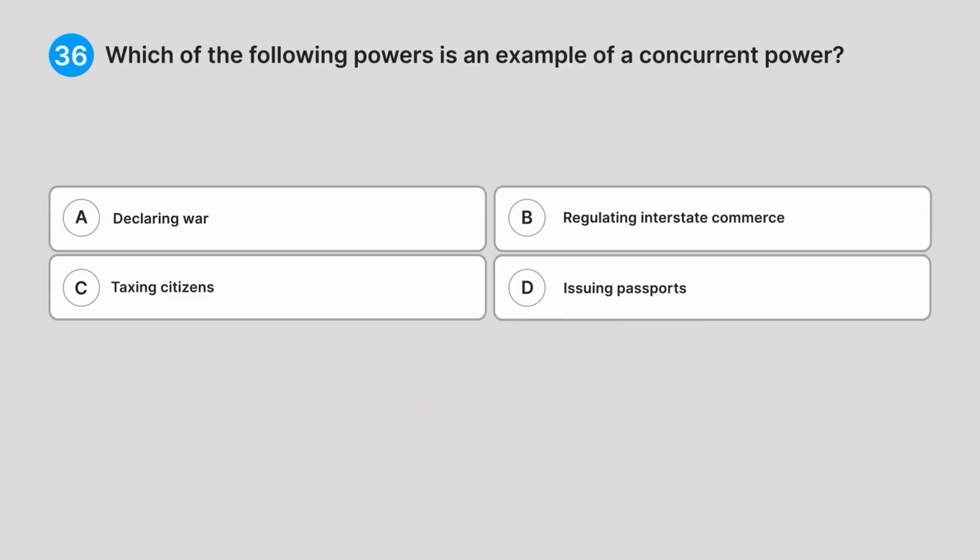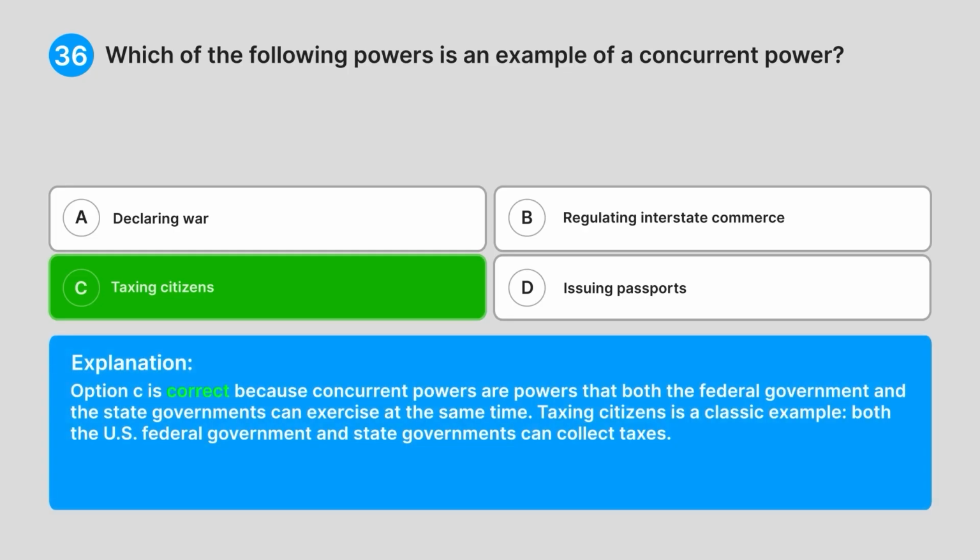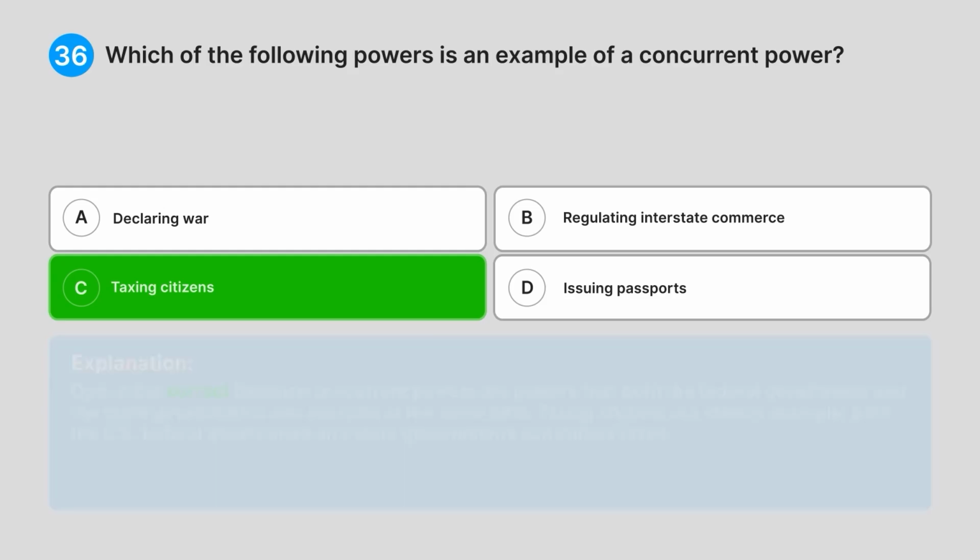Correct answer, C. Taxing citizens. Explanation. Option C is correct because concurrent powers are powers that both the federal government and the state governments can exercise at the same time. Taxing citizens is a classic example. Both the US federal government and state governments can collect taxes.